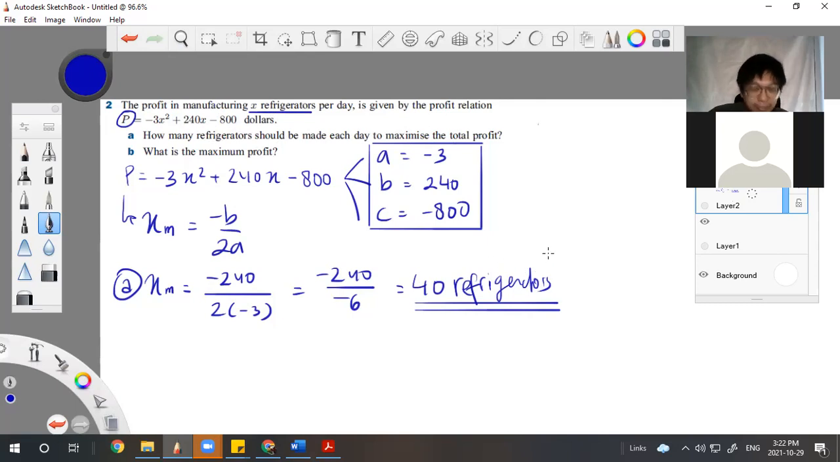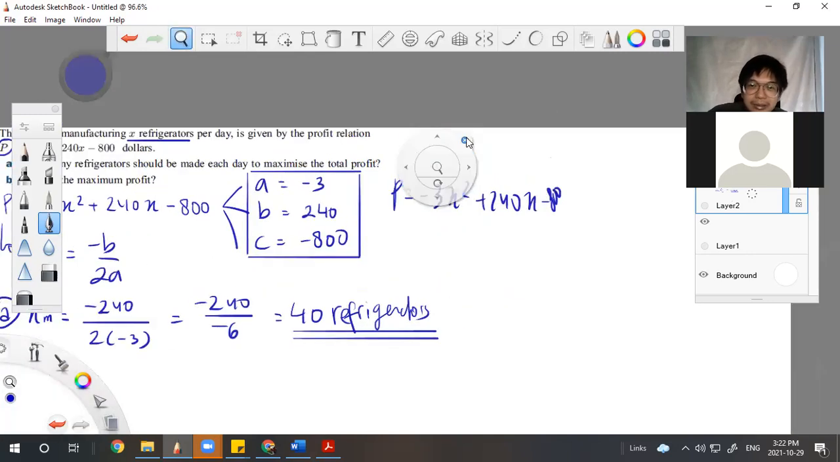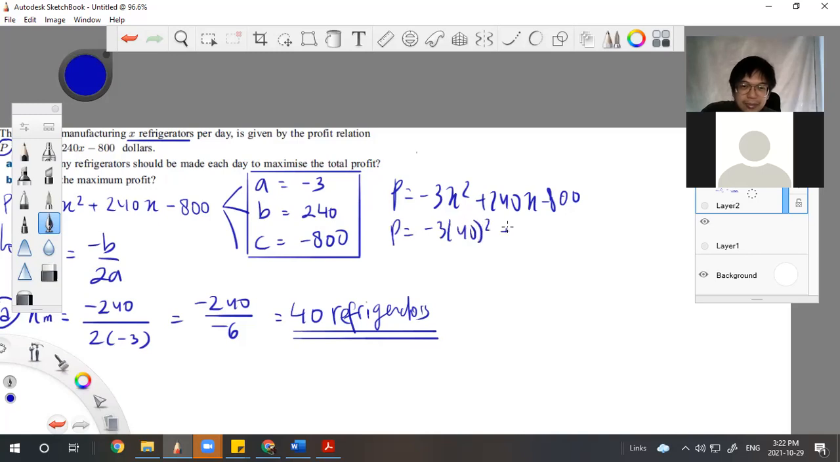If I make more than 40, let's try. P equals negative 3x squared plus 240x minus 800, right? When I put 40, what is the profit? Negative 3 times 40 squared plus 240 times 40 minus 800. And the answer would be, wait, I'm counting. It's too much if I count it manually. The profit is 4,000.